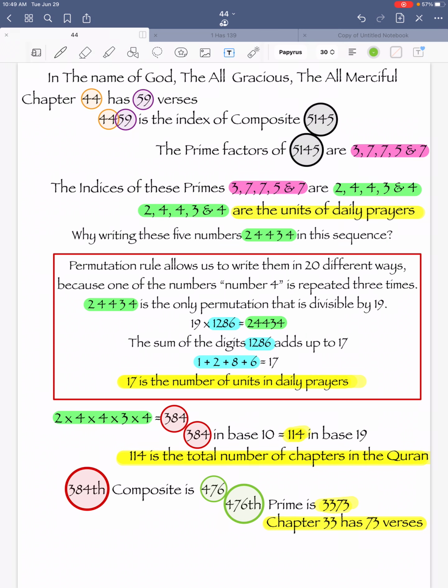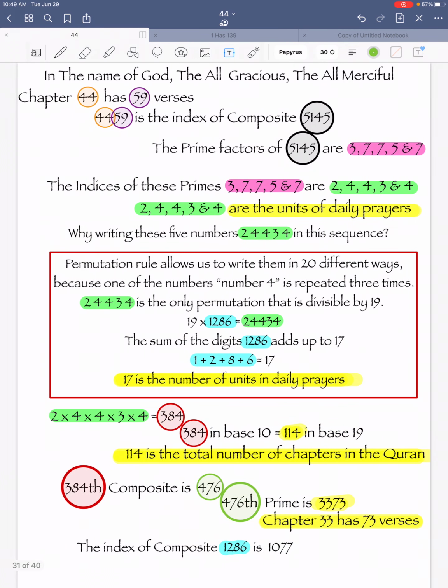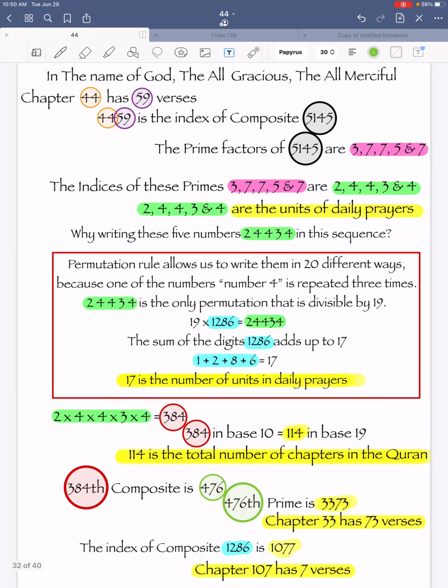Now, let's take a look at the index of composite 1286. Remember 1286, it was that number that you multiply by 19 to get the 24434, the units of the daily prayers. That number, 1286, is a composite. And the index of that composite is 1077. That means chapter 107 has 7 verses.